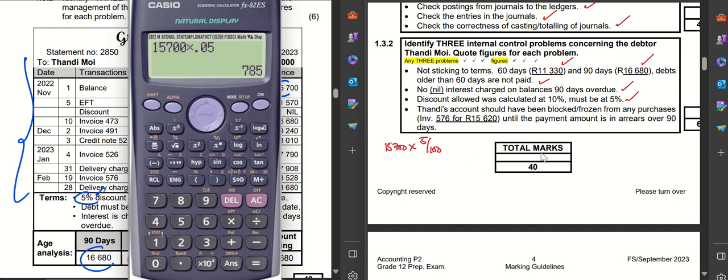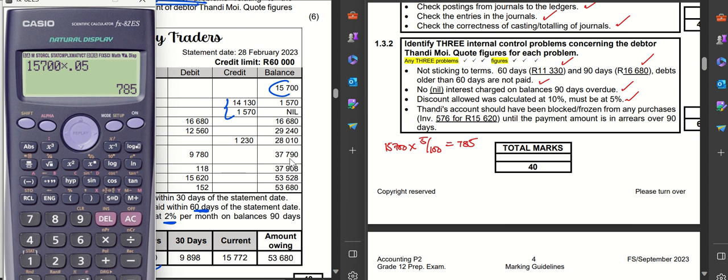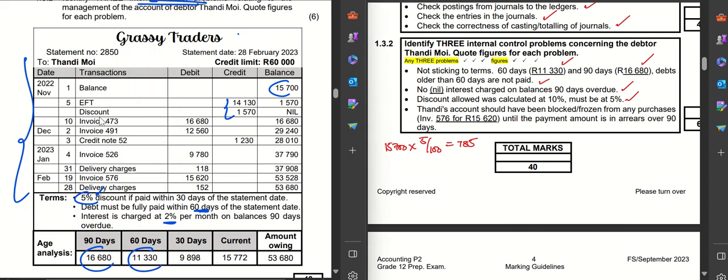We should have given them a discount of 785. It should have been 785. But if you check here, you see that they were given a discount not of 785, but the discount was of 1,570. So this is now more than 5%. What percent is that then? So that is where you find that the discount was 10%. So they were given a discount of 10% instead of 5%.